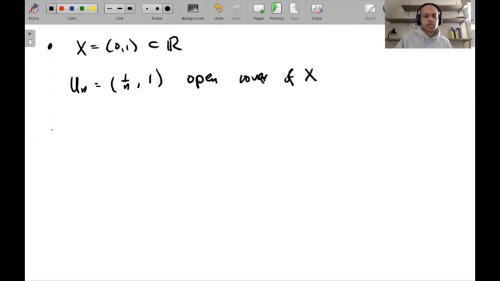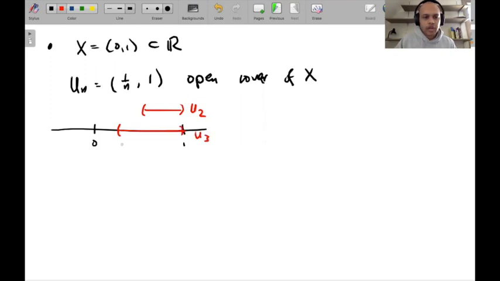So the picture, the U_n look like this. I want to start with U_2. U_1 is empty. So U_2 is the interval from 1/2 to 1. U_3 is the interval from 1/3 to 1. Then we have the interval from 1/4 to 1, and so on.